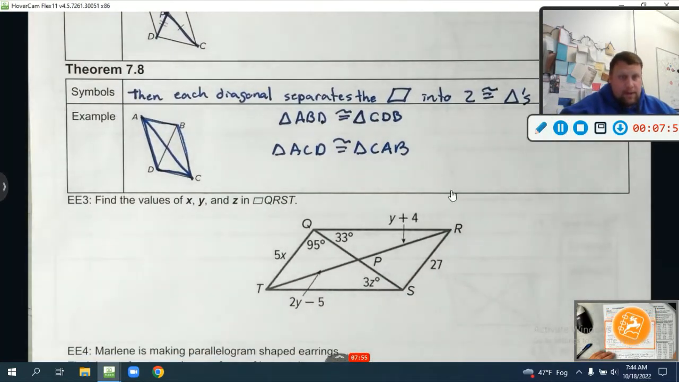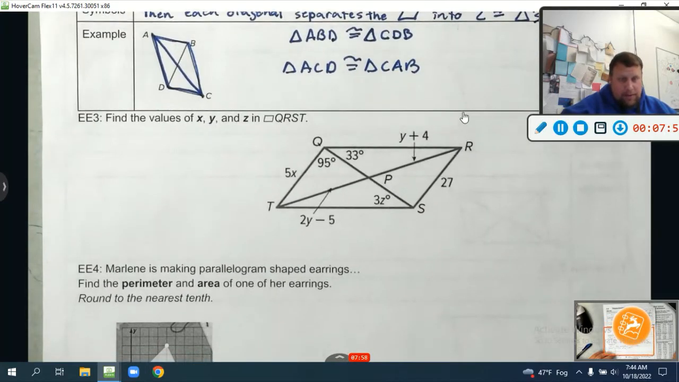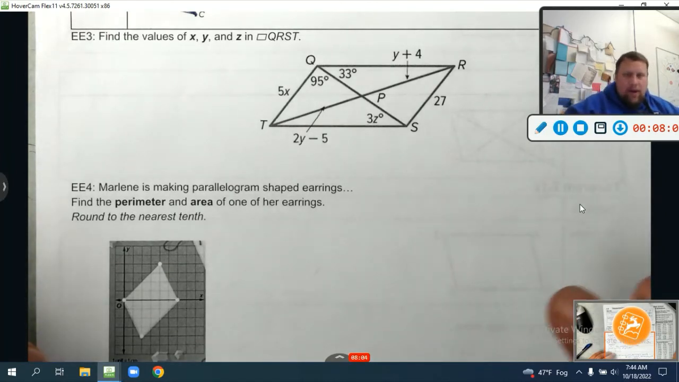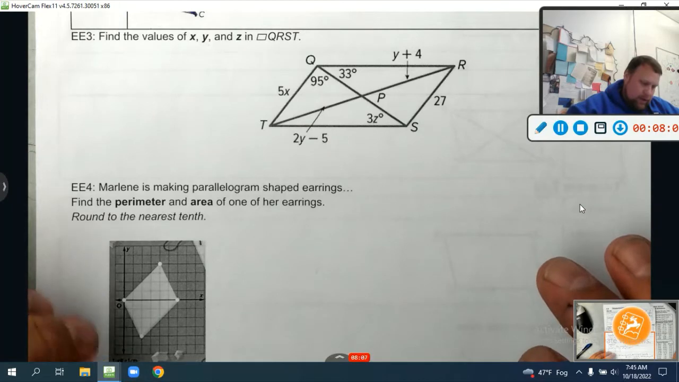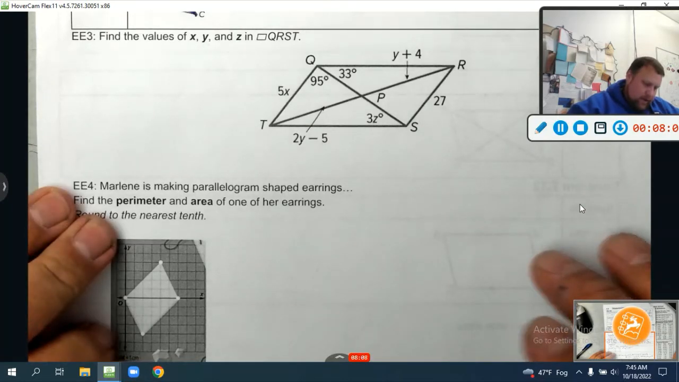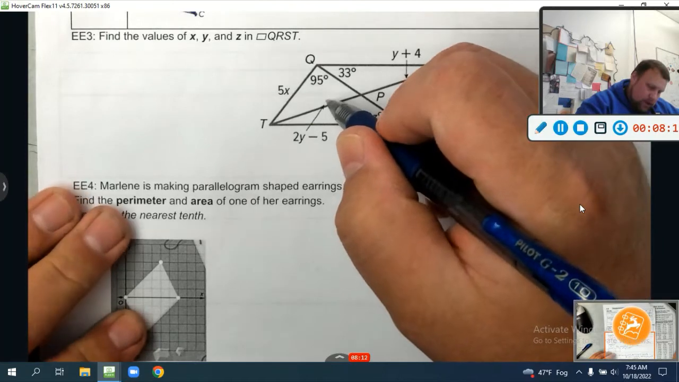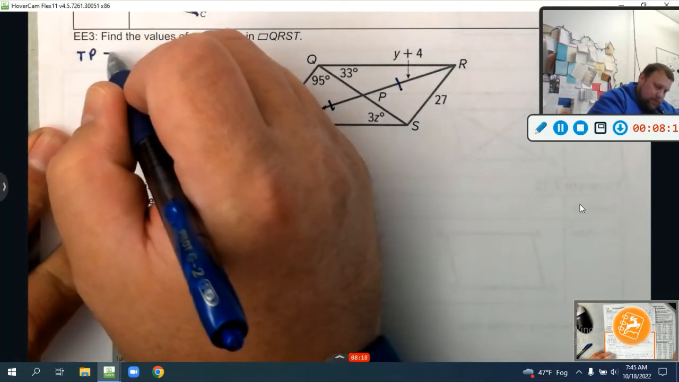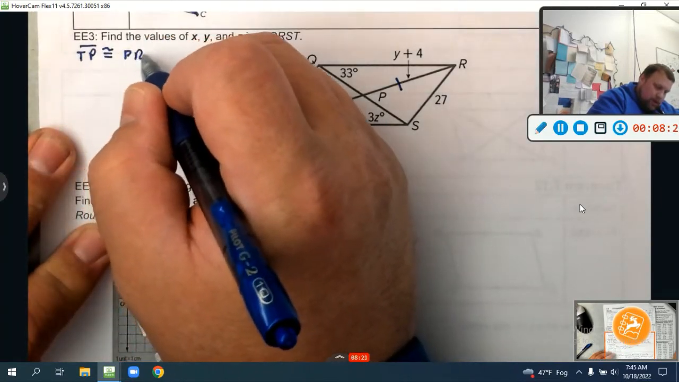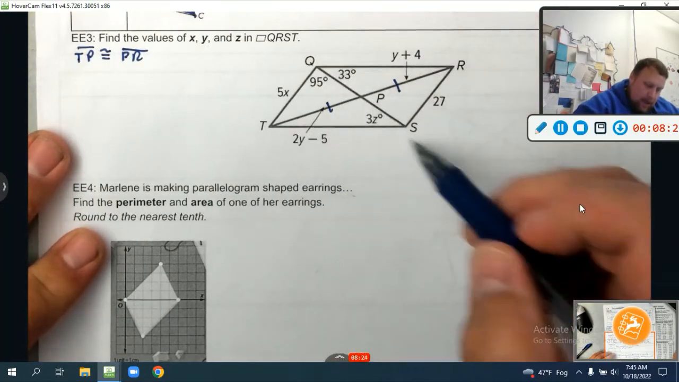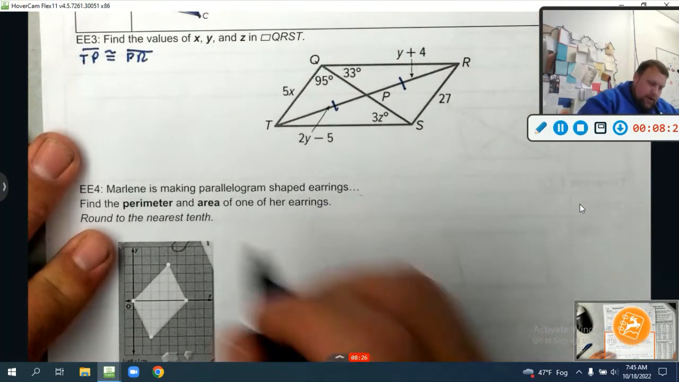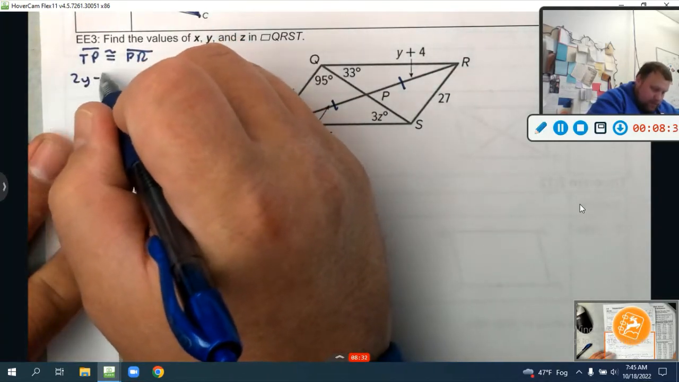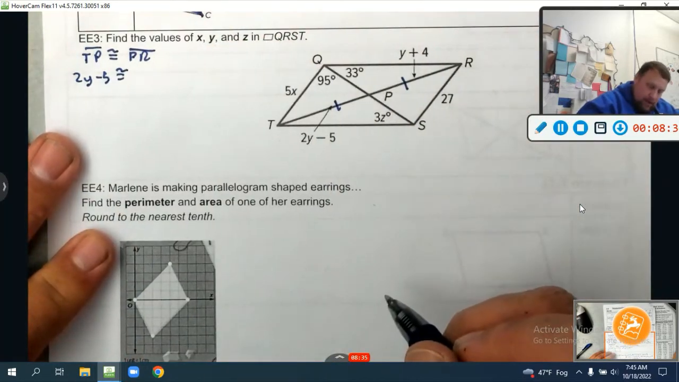Awesome. Let's look at this last problem, or we got two problems left. It says find the values of x, y, and z in parallelogram QRST. Well, let's figure this out. TP is congruent to PR, because the diagonals bisect each other. So I can just say TP, which is 2y minus 5, is congruent to y plus 4.